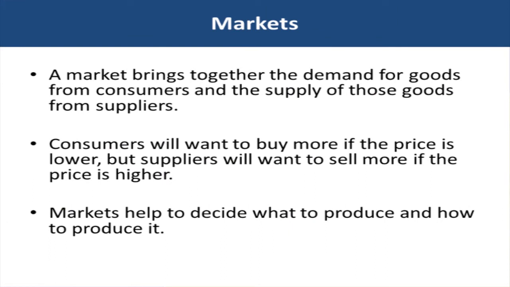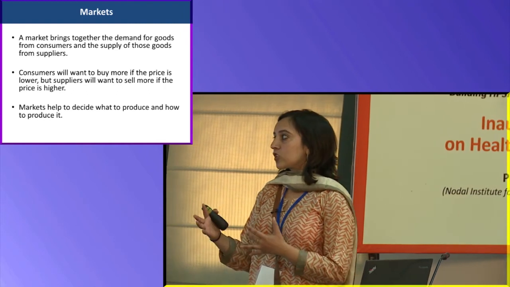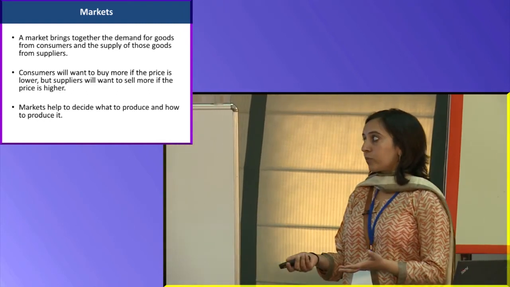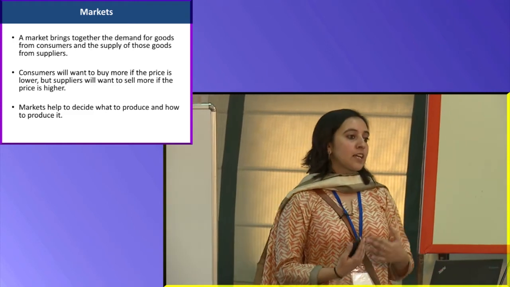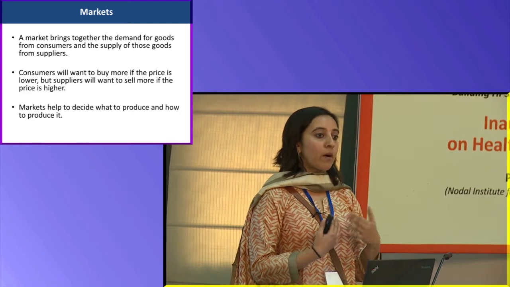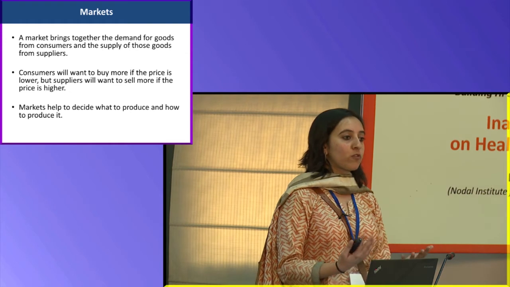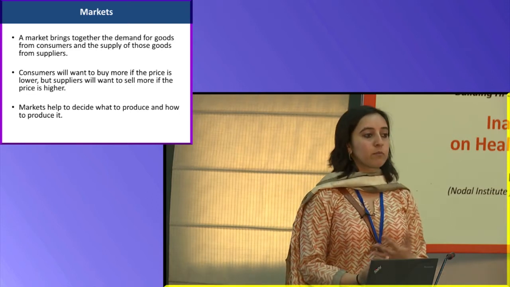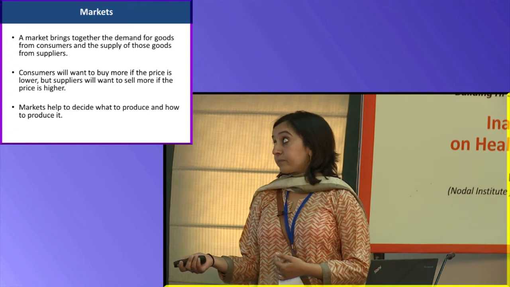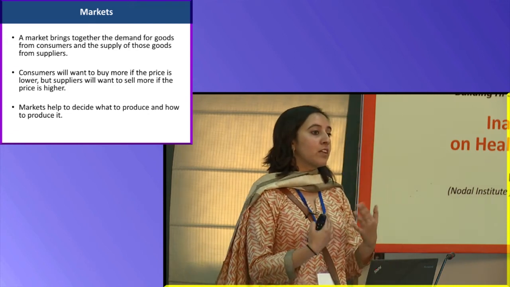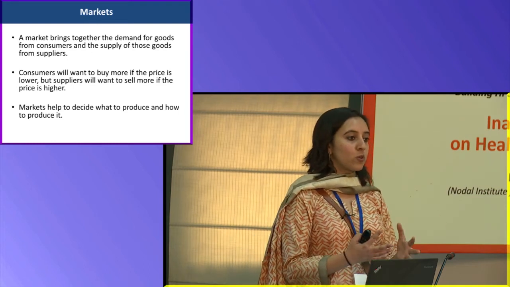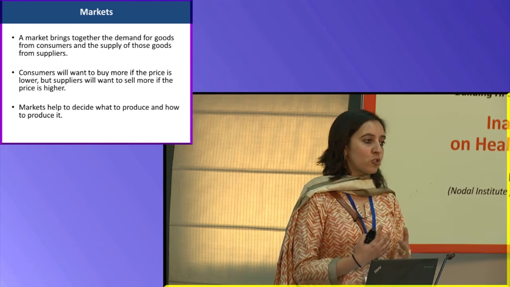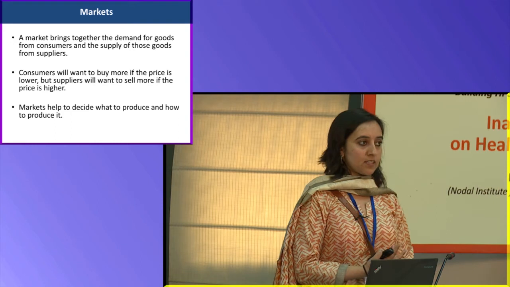Now, I'd like to talk about what we mean by markets. A market brings together the demand for goods from consumers and the supply of those goods from the suppliers. We've talked about each of them separately, but now let's see how they come together. Markets help to decide what to produce and how to produce it. When we were discussing demand, we knew that the demand you have for a good also tells you about the value of the services you're demanding. So that helps the market decide what should be produced and which services should be given priority. And given the self-interest of wanting to make profits, you want to produce at the lowest possible cost, and that allows you to decide how to actually produce these services.